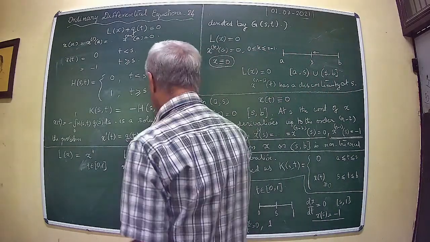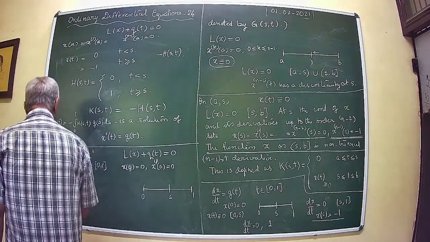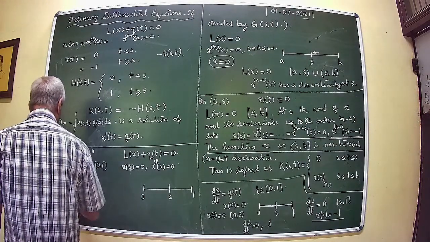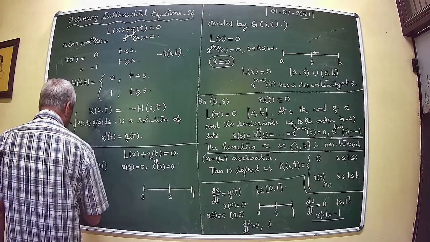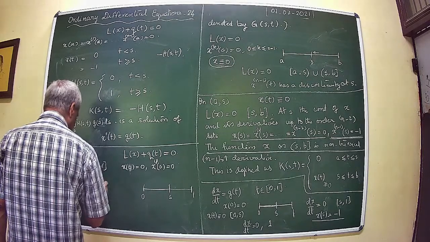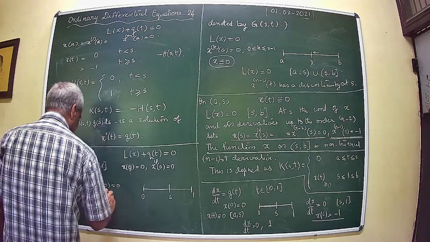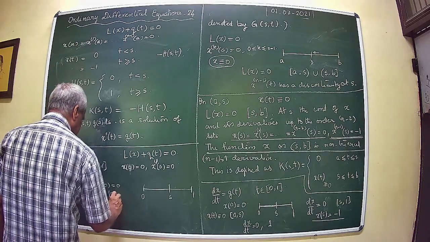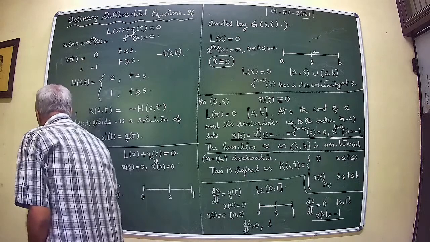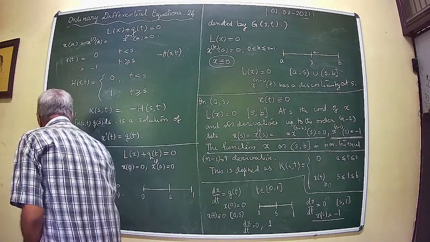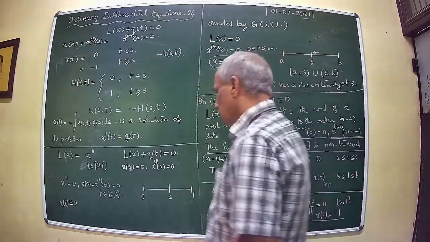Take the point s. On this portion, we solve the problem Lx equal to 0, subject to the condition that x(0) equal to x derivative at 0 equal to 0 for t belonging to 0 to s. What is the solution? The corresponding solution is x(t) identically equal to 0, because that is the only solution that you have. Okay? So that is for this.